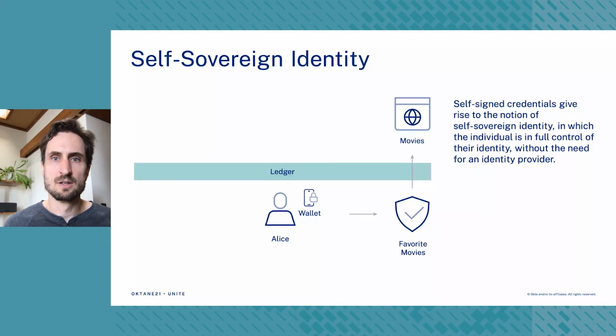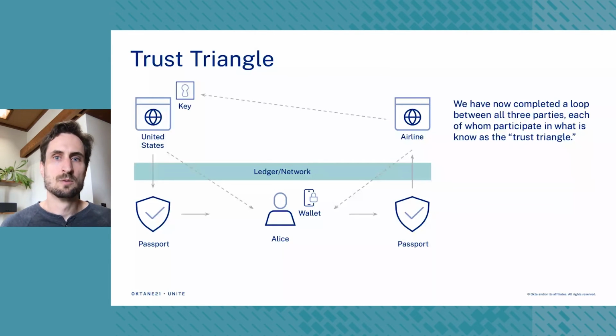Self-signed credentials in turn give rise to the notion of self-sovereign identity, in which the individual is in full control over their identity, without the need for an identity provider. You'll often hear self-sovereign identity used interchangeably with decentralized identity. This presentation won't use this term, instead preferring the broader lens of decentralized identity, one in which individuals operate within an ecosystem that also contains third parties. Zooming back out, we have now completed the loop between all three parties, Alice, the United States, and the airline. This is known as the trust triangle.